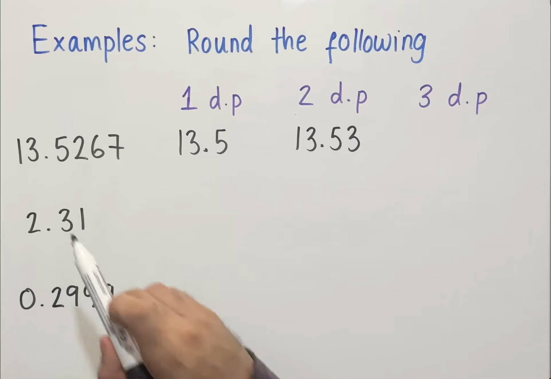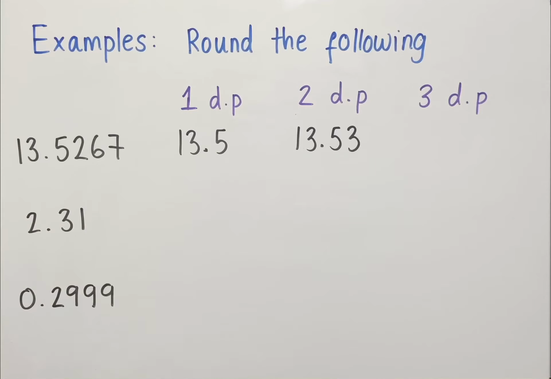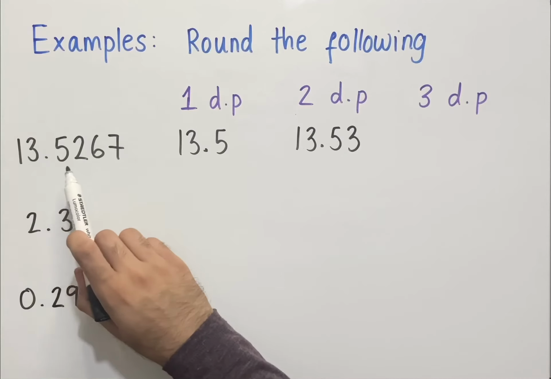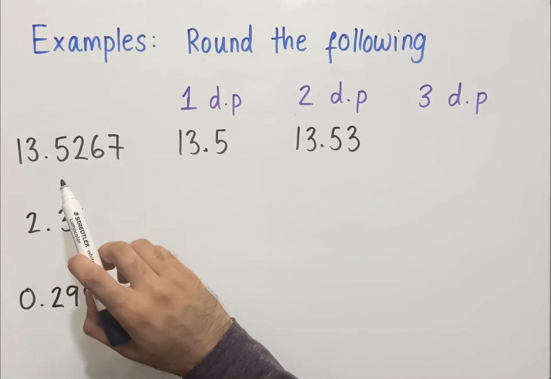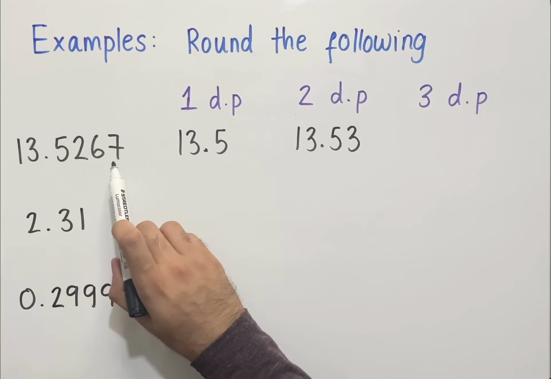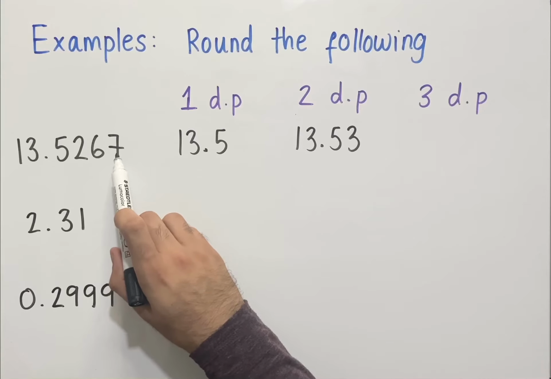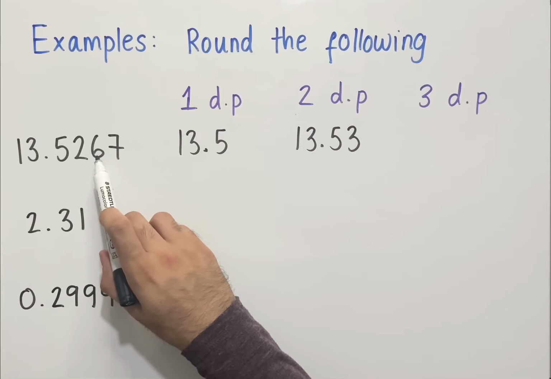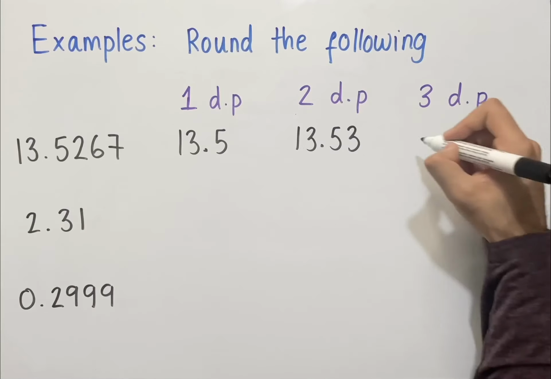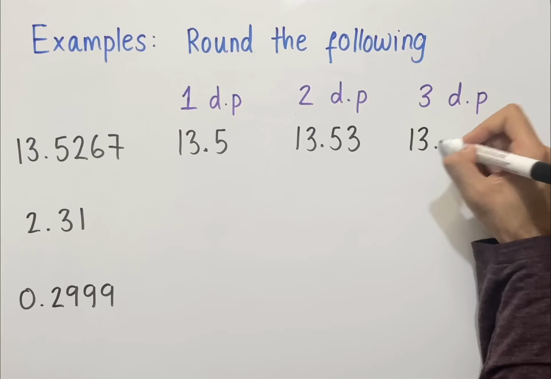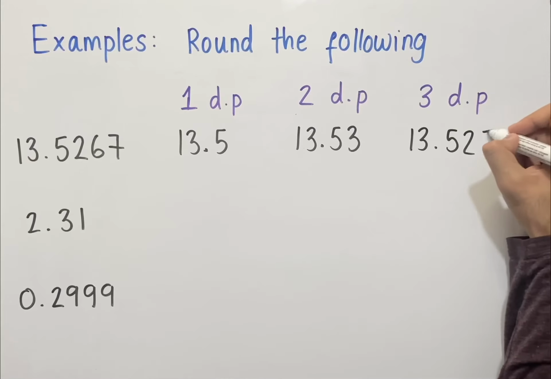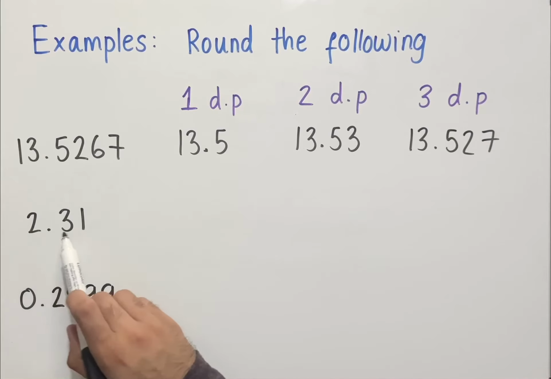Let's round this number to 3 decimal places. So if we're trying to round 13.5267 to 3 decimal places, we need to look at the fourth decimal place, which is the 7. Since 7 is 5 or more, we round up. So we add 1 to the previous decimal place, that's the 6. And so this becomes 13.527.